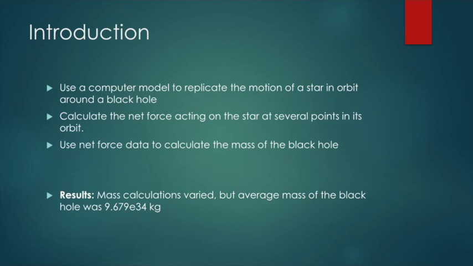In this lab, I was tasked with creating a computer model to simulate the motion of a star in orbit around a black hole of unknown mass, with the only force acting on the star being the effect of the black hole's gravity. Net force data generated by the computer model was then used to find the mass of the black hole. Ultimately, the mass of the black hole that I calculated varied according to the point in time of the experiment, but the average mass value over the course of the entire experiment that I found was 9.679 times 10 to the 34 kilograms.